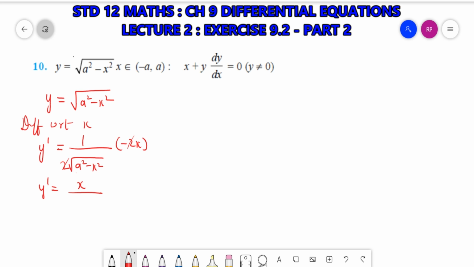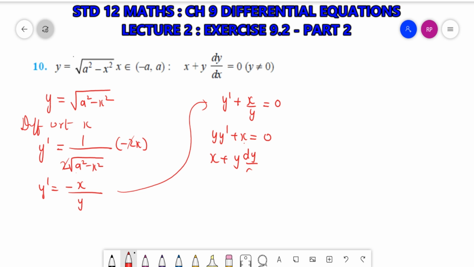I can put it down as y. Okay, so y, and it's minus. So y dash plus x by y is equal to 0. Taking LCM, y dash plus x equal to 0, or else rearranging, x plus y, instead of y dash I will write dy by dx equal to 0. Okay, hence we have proved it. This was about question number 10. So just note it down.